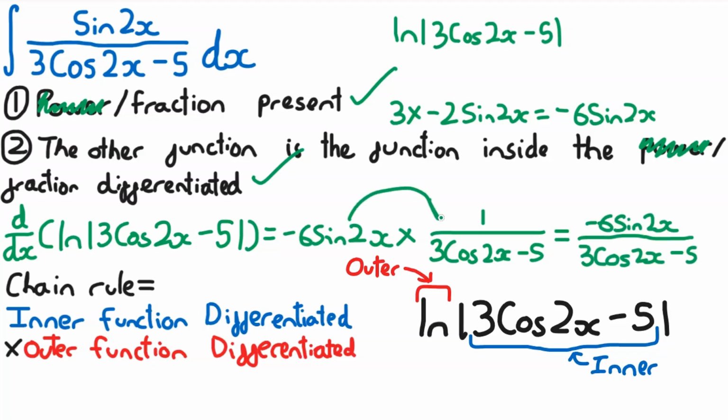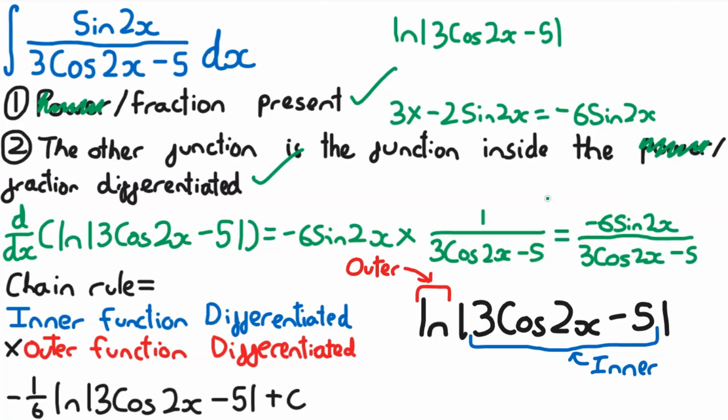can simplify this by putting this in the numerator. So it's going to be minus 6 sin of 2x over 3 cos of 2x minus 5, and hopefully you can see we have this sin of 2x over 3 cos of 2x minus 5, which is what's required for the integral, but we have this minus 6 in front of it, so remember to divide by this. So the answer is this function here, the natural log of the modulus of 3 cos of 2x minus 5, but remember to divide by the minus 6 here, so it's minus 1 over 6, and then remember the plus c.